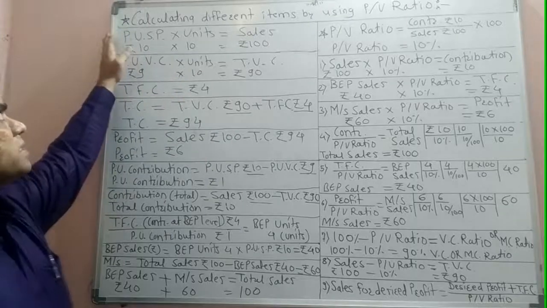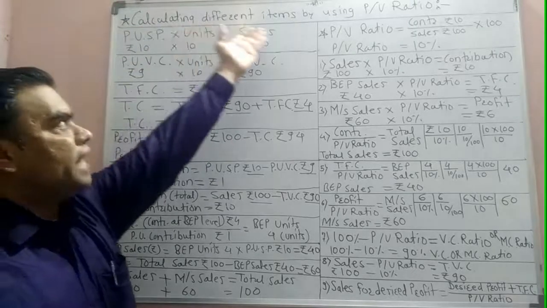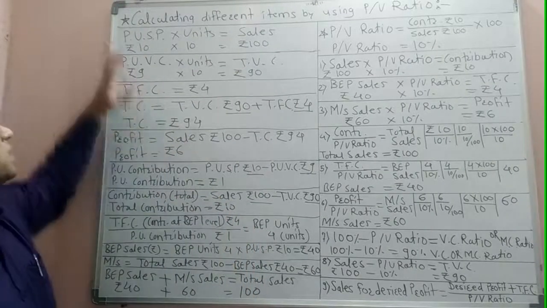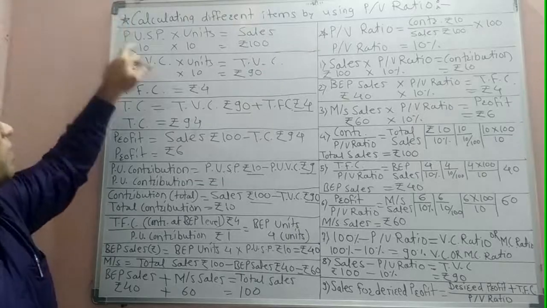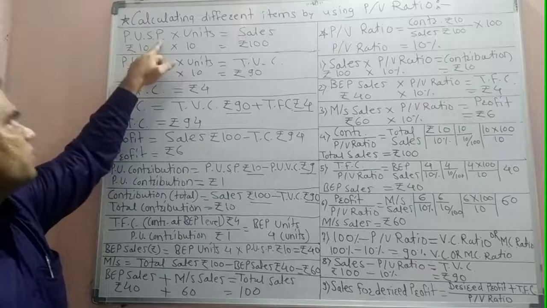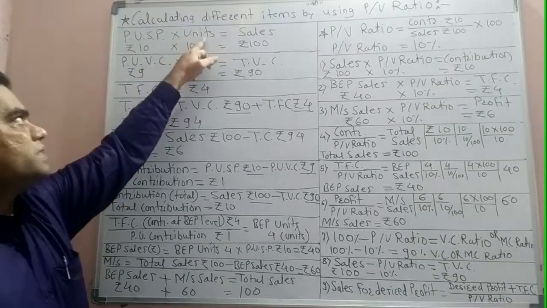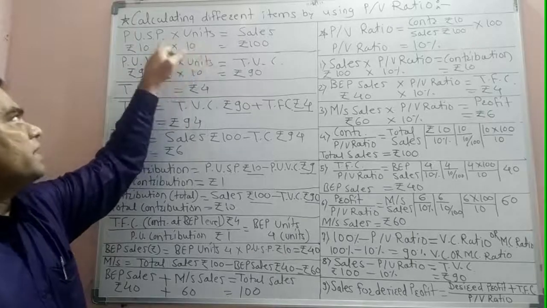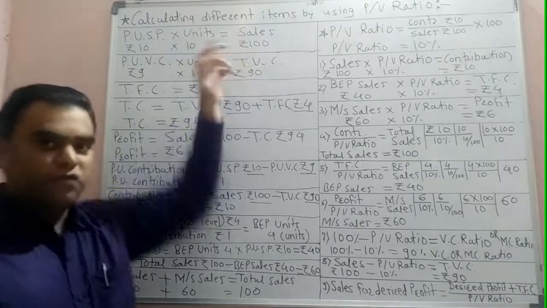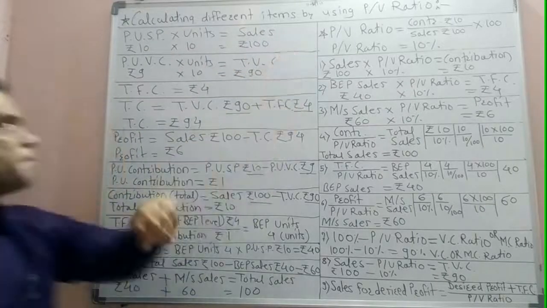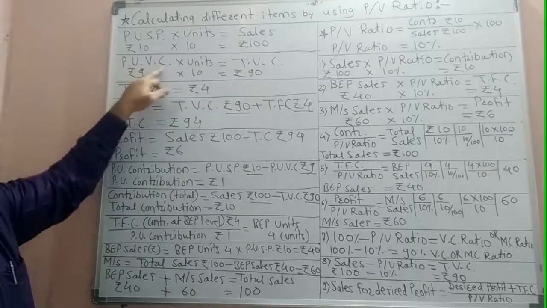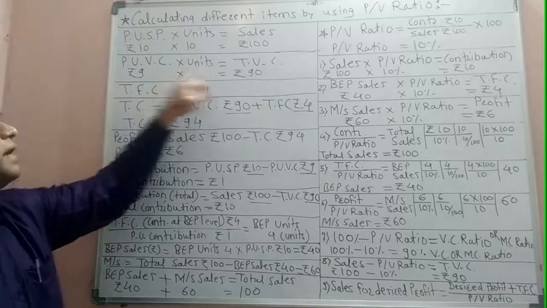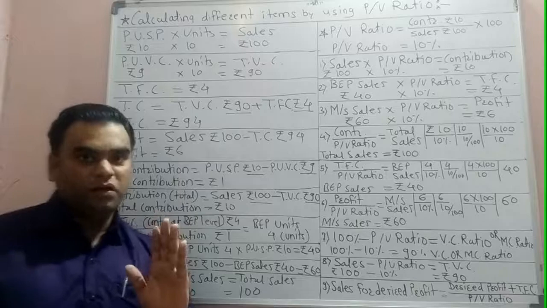So which items can we calculate by using PV ratio, with the help of one practical problem. In our problem, per unit selling price is rupees 10, number of units sold is 10. So 10 into 10, total rupees 100 will be the amount of sales. Next, per unit variable cost is rupees 9, number of units 10. So 9 into 10, 90 will be total variable cost.